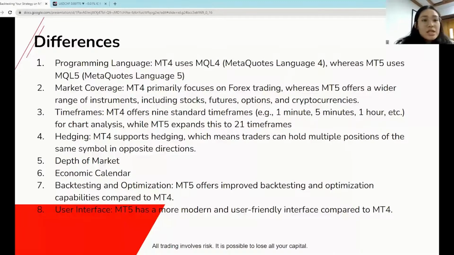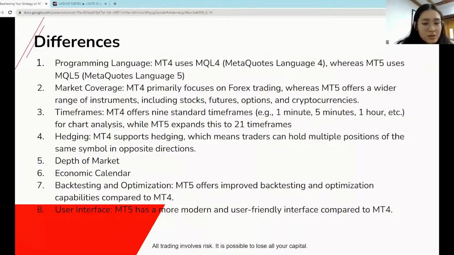Okay, next is backtesting and optimization. So MT5 offers improved backtesting and optimization capabilities compared to MT4. It allows traders to perform more accurate and detailed historical testing of trading strategies and optimize them based on various parameters. Lastly is the user interface.